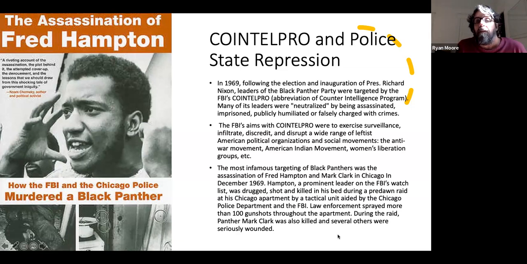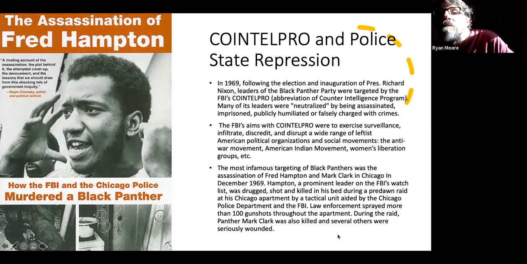So this included, as I said, not just the Black Panther Party, but the anti-war movement, also the American Indian movement that had started in the late 1960s and continued through the early 70s, and the women's liberation groups that also had started in the late 1960s. All of these social movements were seen as a threat by the US government, and by the FBI in particular, and by police departments across America.